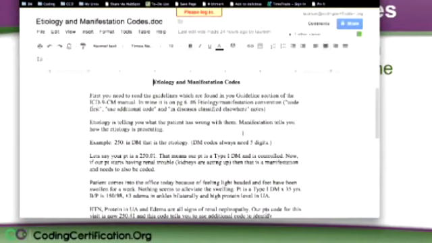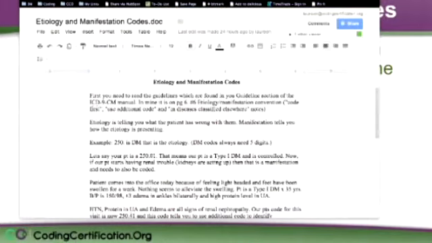You don't probably really think etiology and manifestation when you're coding, but what you first need to know is the guidelines. Etiology is telling you what the patient has wrong with them. Manifestation tells you how the etiology is presenting. So an example of that, 250, that's the diabetes mellitus. That's the etiology. That's what the patient has.